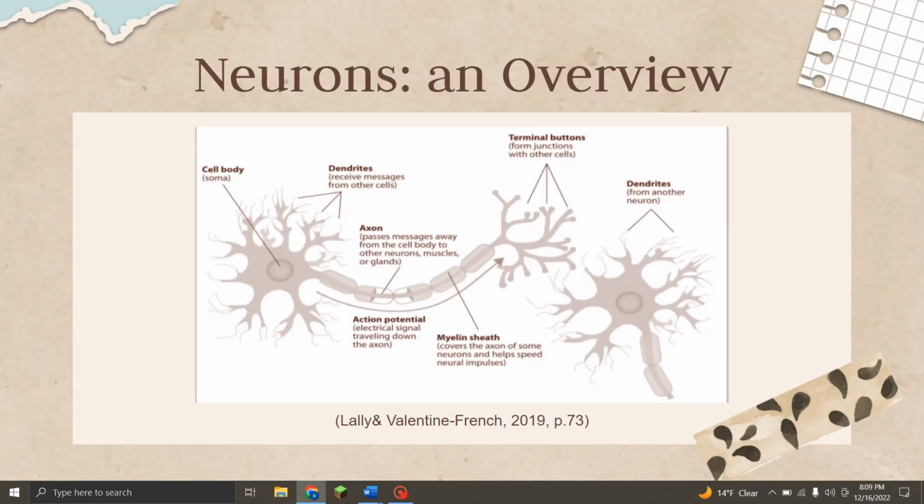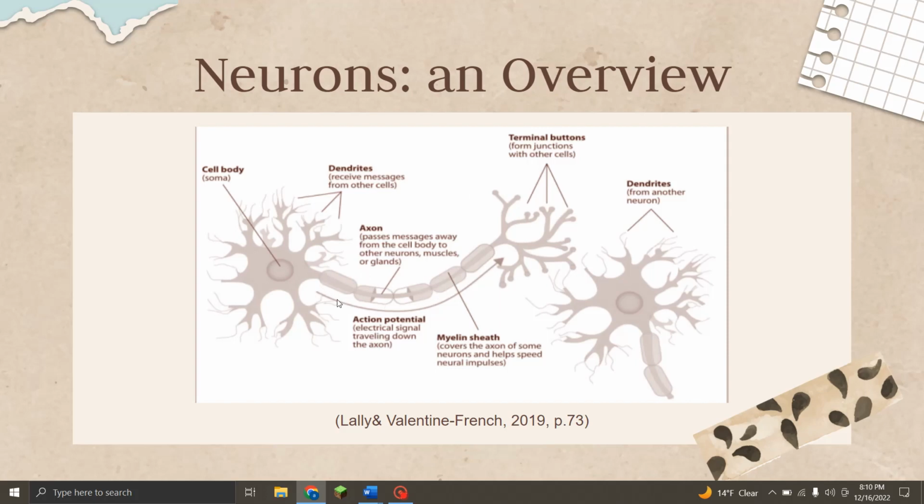So here is what a neuron is. A neuron consists of the cell body, which has dendrites going off of it, and they are able to receive messages from other cells. So the cell receives a message, and the cell body is also called a soma, and then this message can go through this axon, and when that happens, an action potential is stimulated, and this is an electrical signal that will travel down the axon and help the message get to the terminal junction.